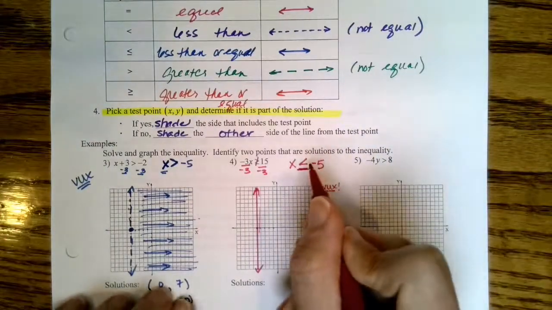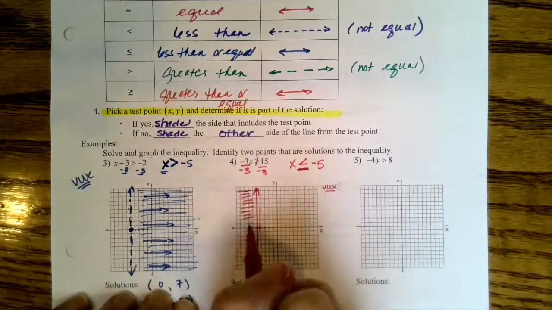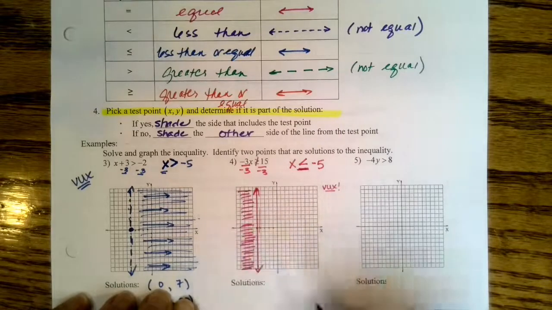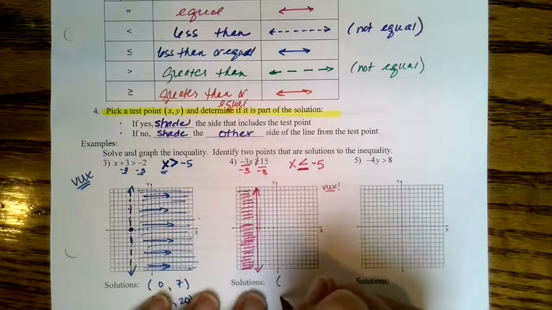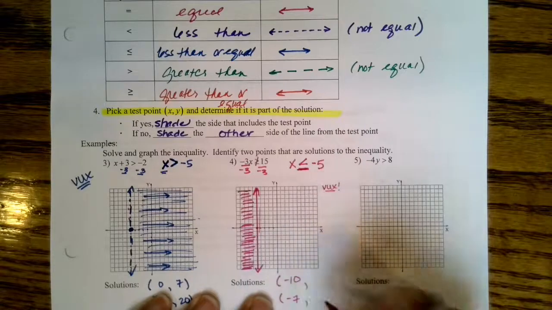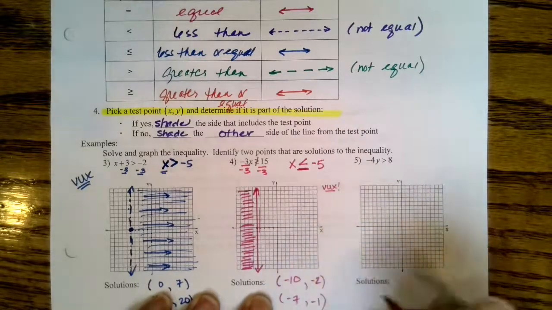But now I have all my values of x are smaller than, so everything on this side of this line is a possible solution. So anything with an x value that is smaller than -5, and then any y will do, is a solution.